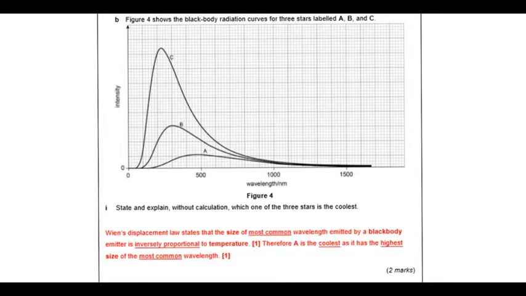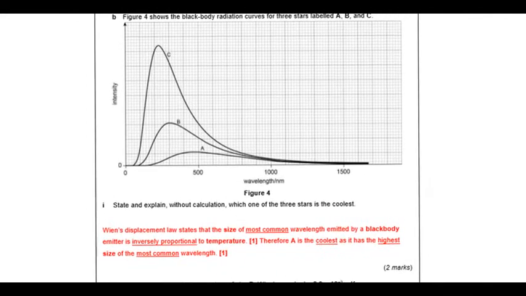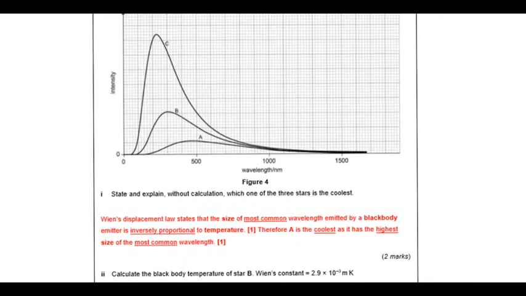Okay, so we're looking at a plot of the intensity of the different wavelengths we get from 3 different stars. And what we can see on there is we've got 3 different most intense wavelengths. In order to figure out which of them is the coolest, we need to look at which of them has the highest peak wavelength, because we're going to use Wien's displacement law, which says that the size of the most common wavelength, which is the peak of all these graphs, is inversely proportional to temperature. So if you have the highest peak wavelength, you have the lowest temperature, so it's going to be A.